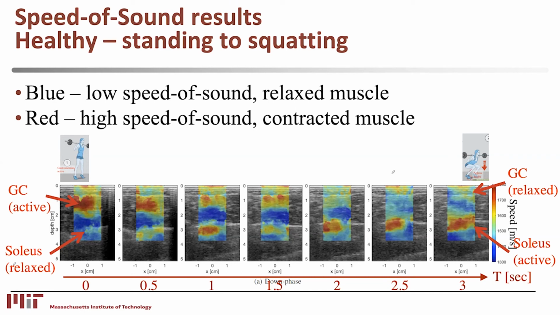What we see here is a speed of sound map with red depicting high speed of sounds that we expect to correlate with contracted muscle, and blue with low speed of sounds that we expect to correlate with relaxed muscles. We can see the contraction of the gastrocnemius on the left at the top, and the contraction of the soleus on the right at the bottom, depicting the move through the entire motion, going from standing to a squatting position.